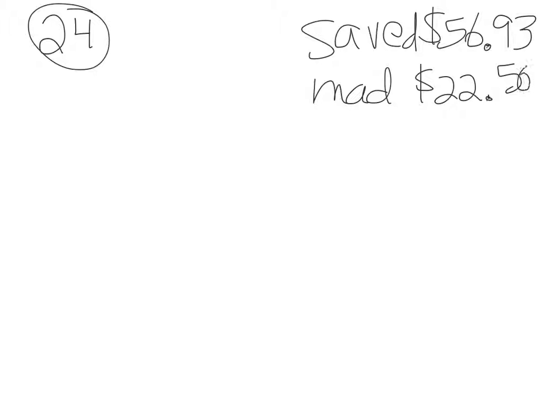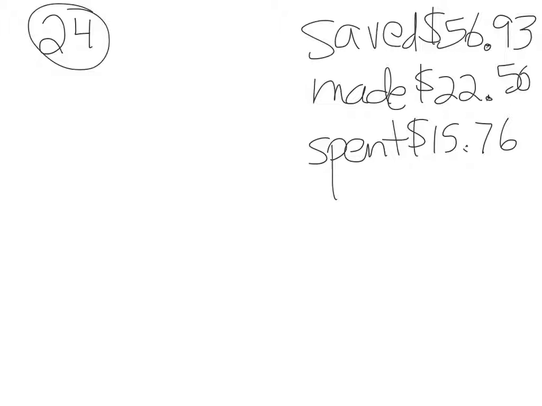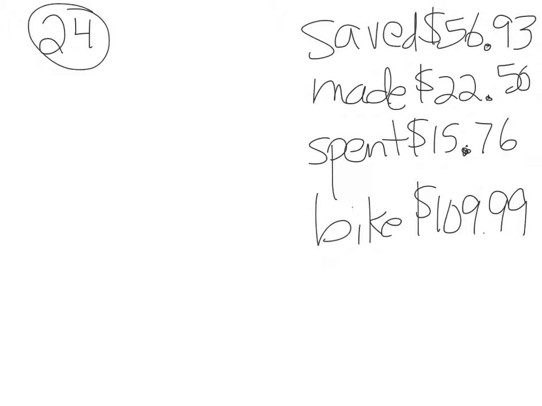And again, I kind of can picture her going through the process of doing her job and getting paid. But then it says she spent, whoops, not made. Then it said she spent $15.76 on a CD. Come on, decimal, there we go. Now, finally, it says that the bike itself is going to cost $109.99. How much more money does she need to save? Well, it looks like I have some multi-step problem solving to do.